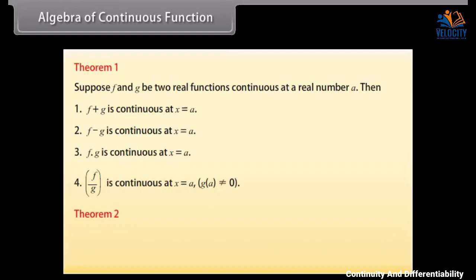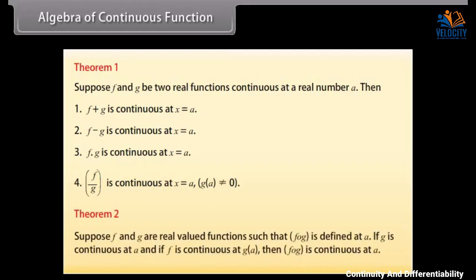Theorem 2. Suppose f and g are real valued functions such that f of g is defined at a. If g is continuous at a and if f is continuous at g of a, then f of g is continuous at a.